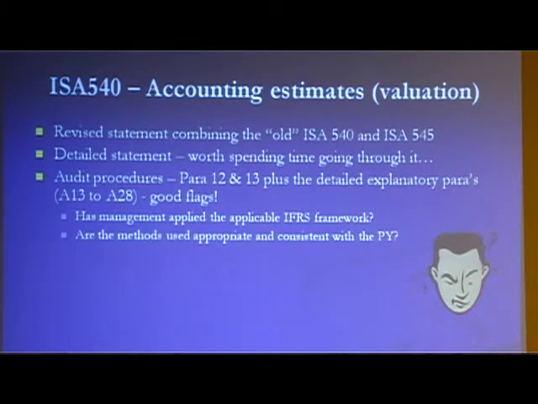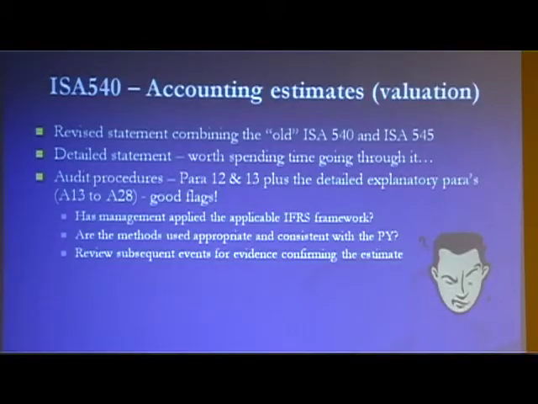Are the methods that they've used to determine that estimate appropriate, so reasonable, and are those methods consistent with the prior year? Have a look at subsequent events for evidence that confirms the estimate. So you made an estimate at year end, now it's 3 months post year end. Is there anything that's happened in that post year end period that confirms the amount of estimate that has been created? For example, if they created a provision for a legal claim, and that claim has then gone to court in the subsequent event period, that would now provide additional evidence to confirm the appropriateness and accuracy of that provision at year end.